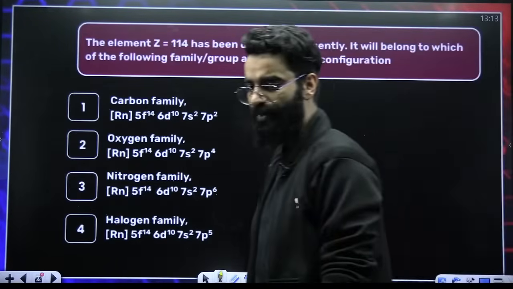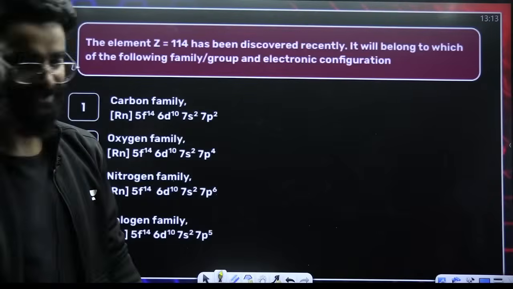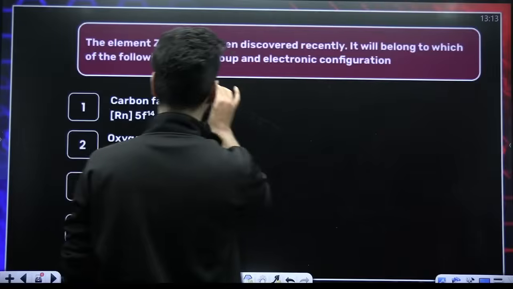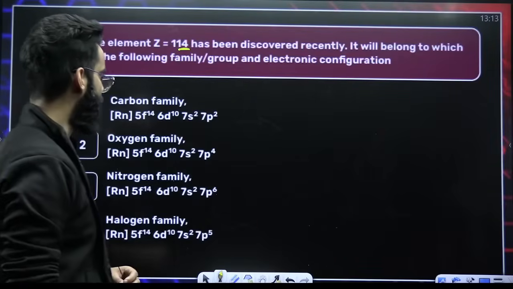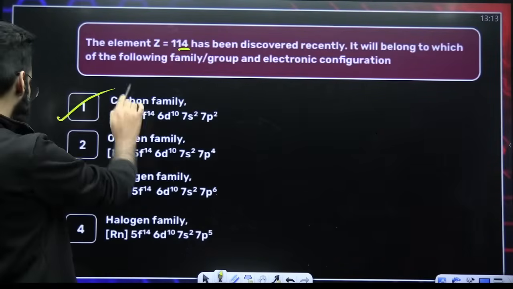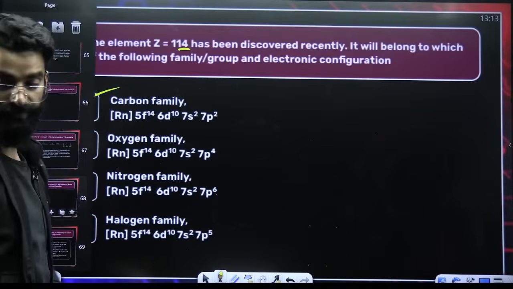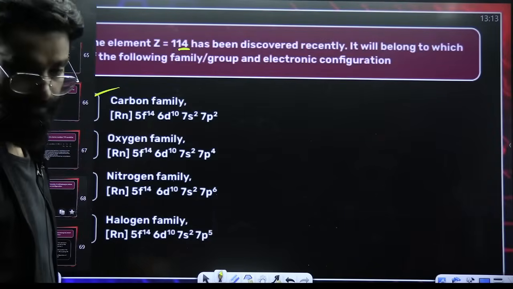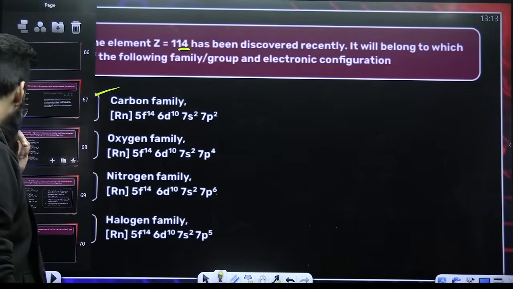Do you remember I gave you one trick in the last session? Check the last two numbers: 1, 4. So 14th group. 14th group means carbon family. Yesterday we have seen this.